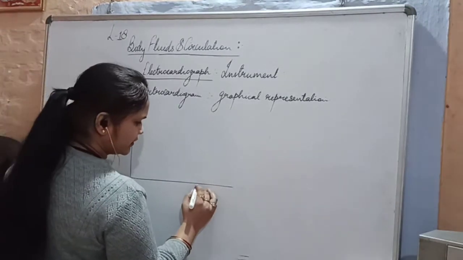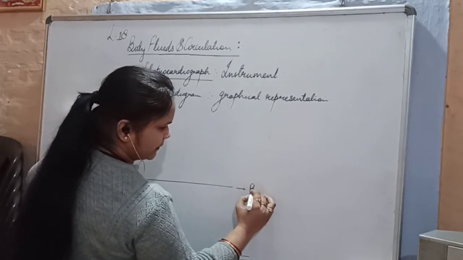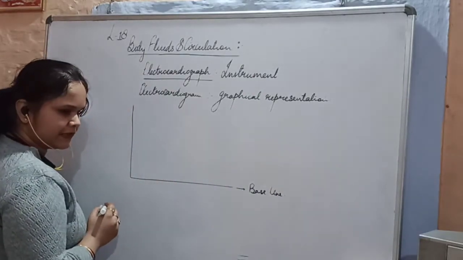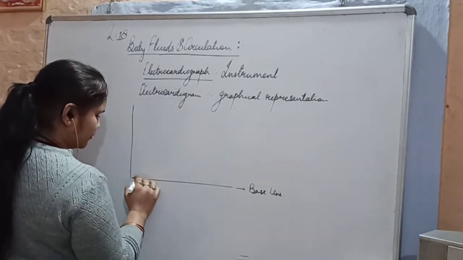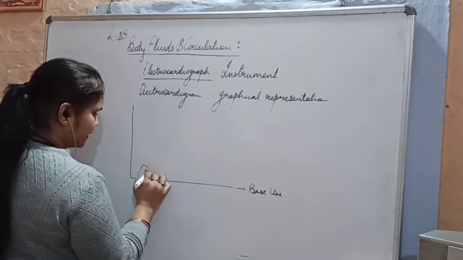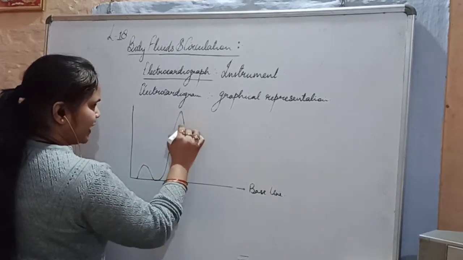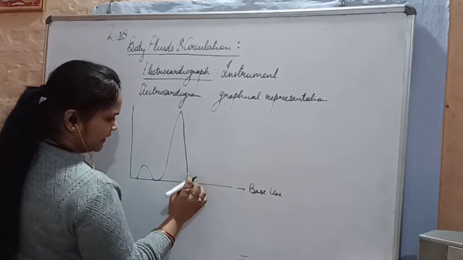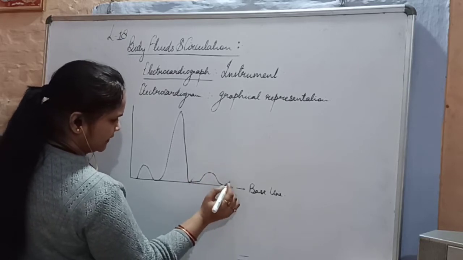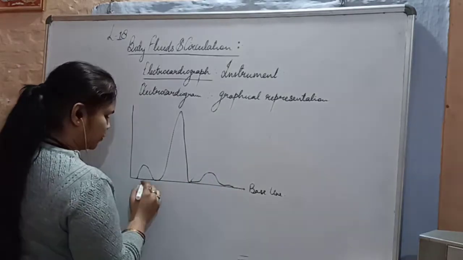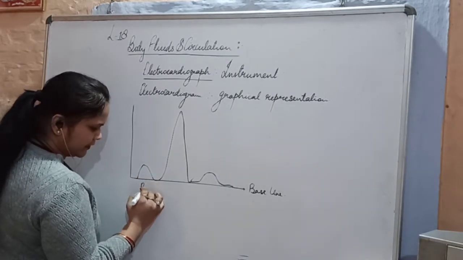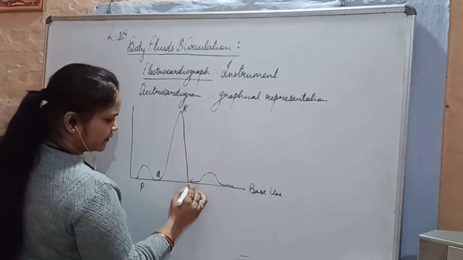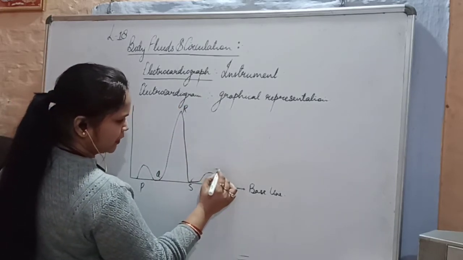Here we can consider this as a baseline, and on this baseline we have a small P wave. Suppose this is a P wave, and then you have the QRS, and then it goes up a little bit, and then it comes downwards. So this wave is called the P wave. Then this point is called the Q point, this is called the R point, this is called the S, and this point is called the T point.